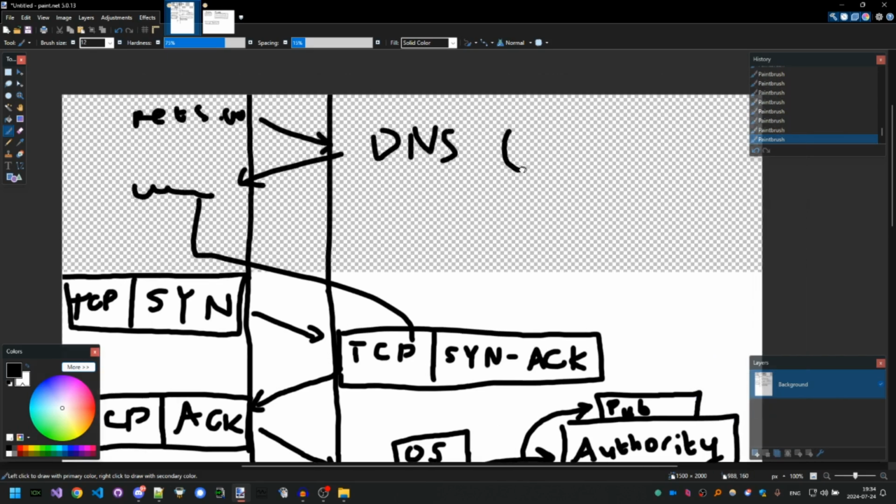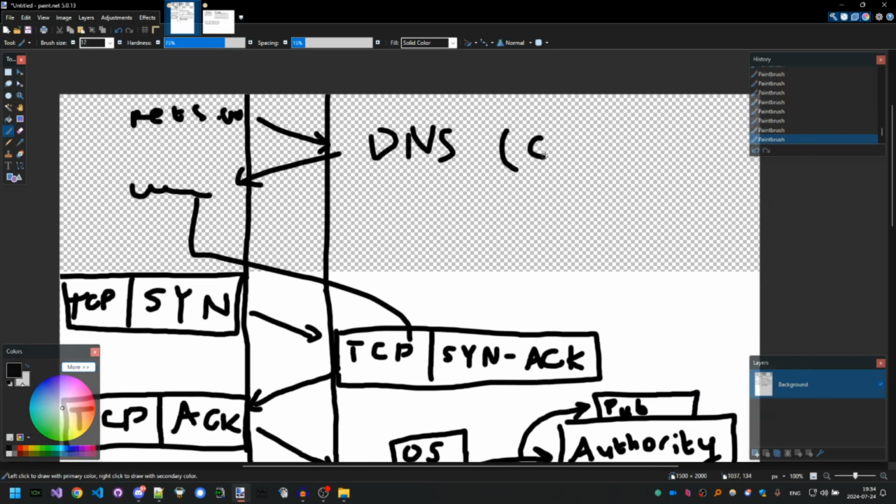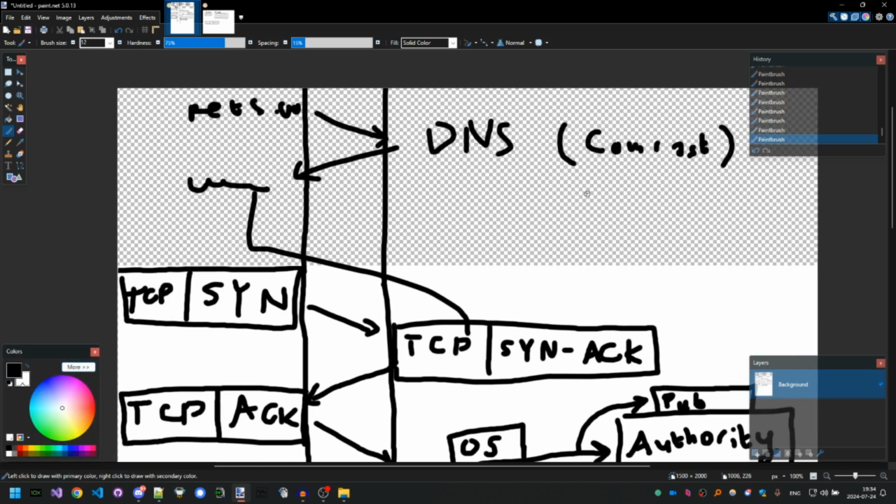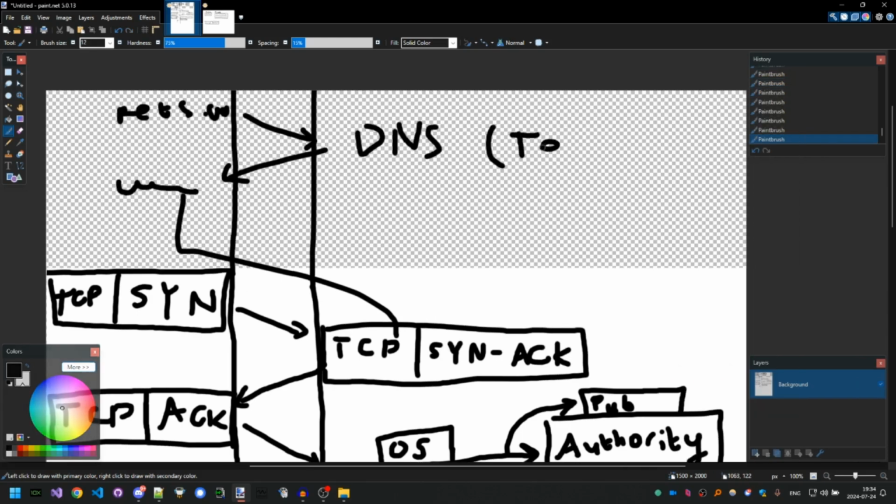Or Cloudflare. Yeah, so it's like Comcast or whatever. Yeah, very American example. Can we get Telia instead? Can we make this a regional example? Yeah. We can get Telia. Telia? Yeah, Telia, like that.